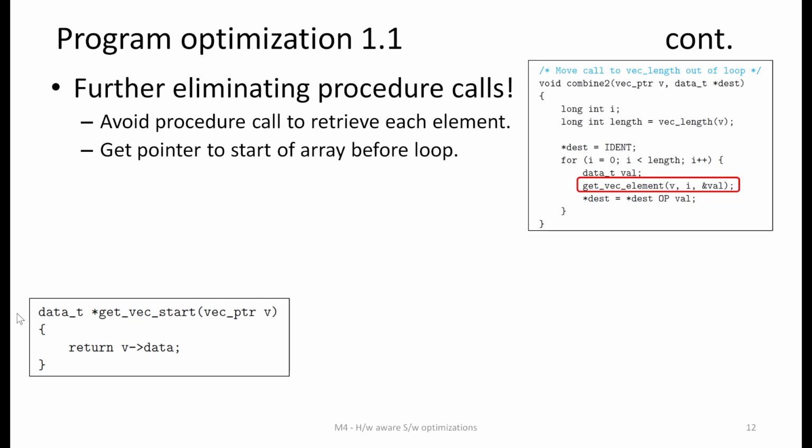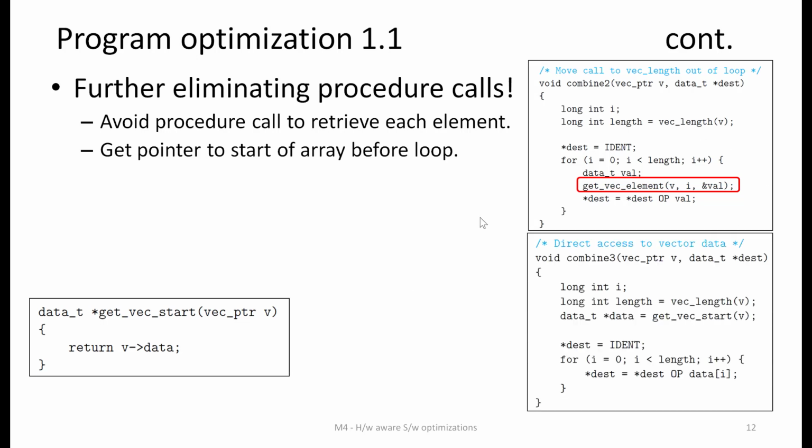For that, we need to introduce another utility function here, get_vector_start. It takes the vector as input and returns the address of the first data element. So with such a function call at our disposal, here we have a pointer to the first element of this vector, which we are going to use within the for loop. So if you observe, we have totally removed the function calls within the for loop. All we are doing is accessing the dest and data elements of the array.